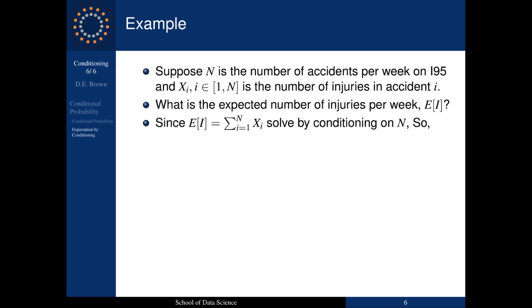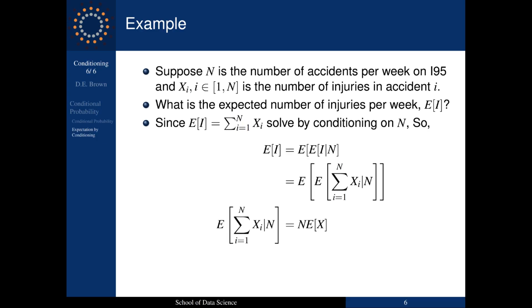Well, we can solve for this by conditioning on n, the number of accidents per week. So we say the expectation of I is given by the expectation of the expectation of I given n. This is again the idea of nesting the expectation operators to solve for the value that we want. And we can write out that double expectation as the expectation of the sum of the number of injuries per accident. Given that we know that there are n accidents, we can just sum over n to find that.